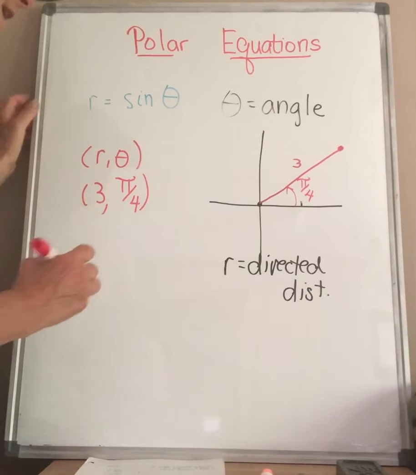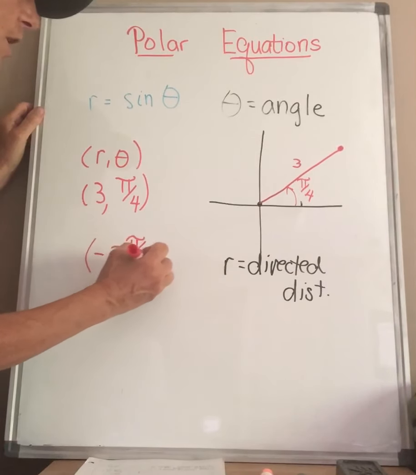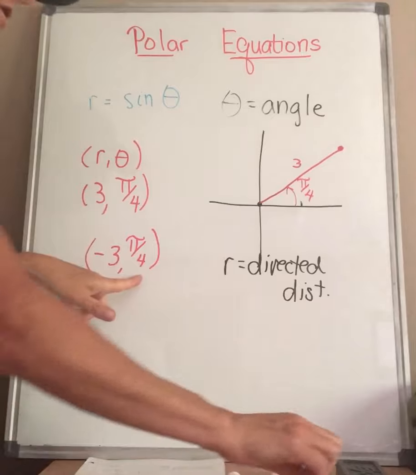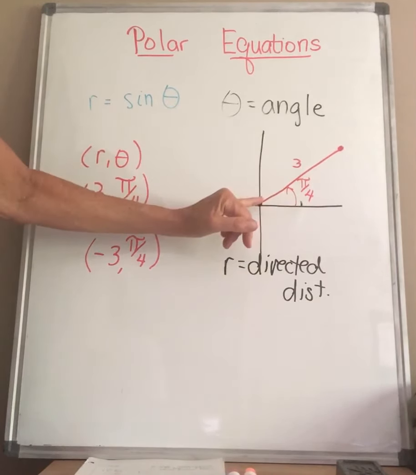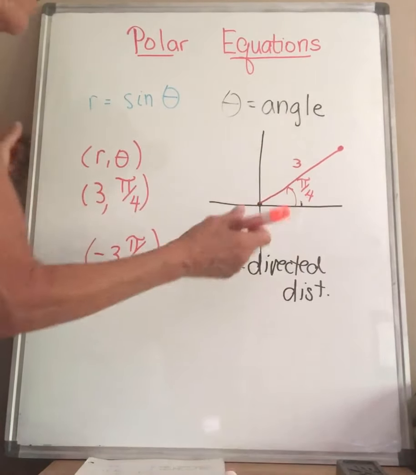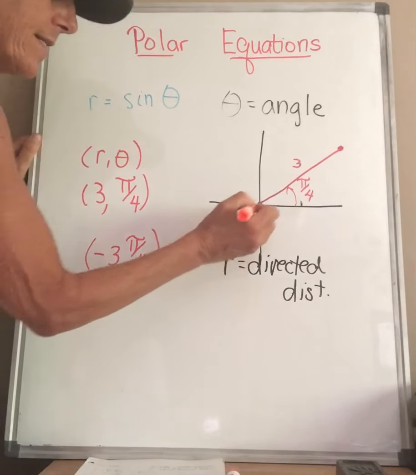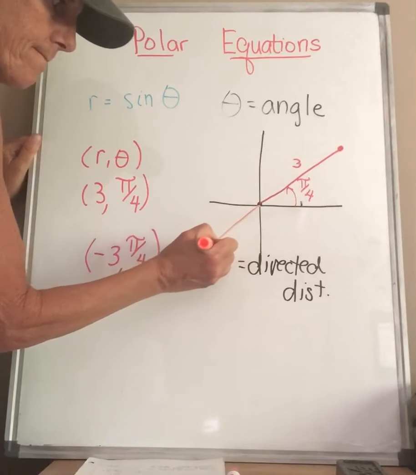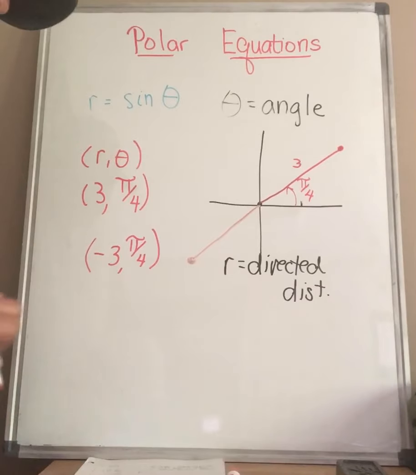On the same graph, if I asked you to graph -3 comma pi over 4, my angle is still positive, so I'm coming up this many units, but I'm not going 3 units that way. I want to go 3 units backwards across the pole, and it would be down here. And this would be my -3 comma pi over 4. If I give you a point to plot, there's only one way that you can plot it.